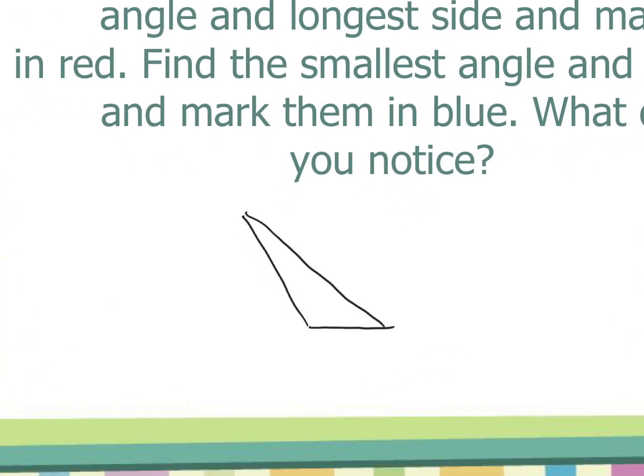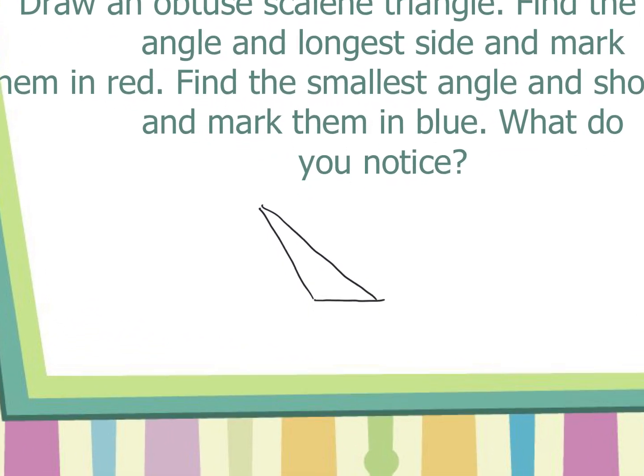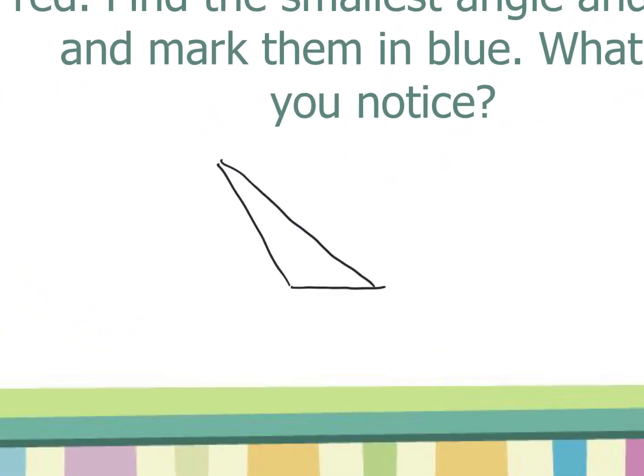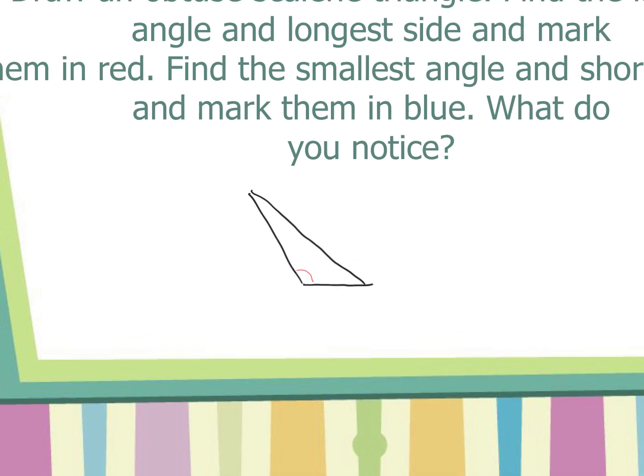Now, the second thing it asked us was to identify the longest side and the largest angle in red. Do you guys agree that this is clearly my largest angle, correct? Where's my largest side? Okay. Not the hypotenuse. We don't have hypotenuses unless it's what kind of triangle? Right triangle. But do you guys agree it would be this one over here on the right? Yeah. That's the longest side? Okay, then outline it in red.